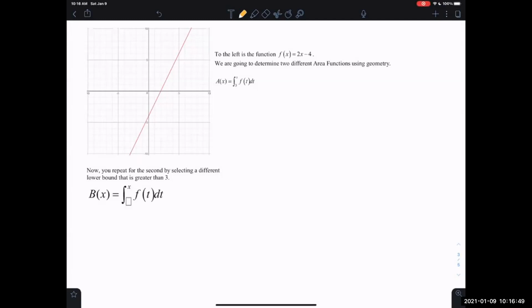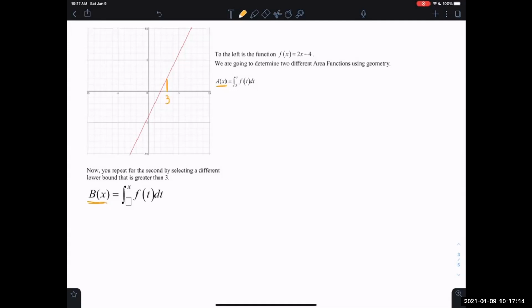All right. We're going to determine the 2 different area functions. Let's start with capital A of x. That's our first area function, an antiderivative. That capital A is your signal: capital A of x, capital B of x signal that that's the antiderivative's name, the function name. It goes from 3 to x. All right, so I'm going to put some labels on the picture.